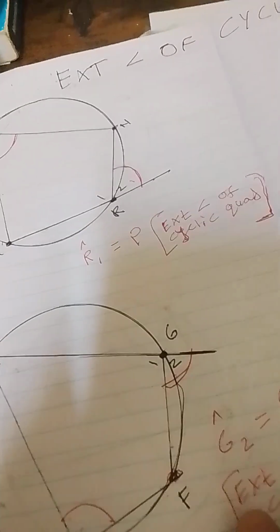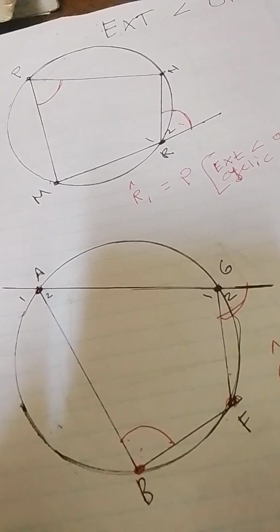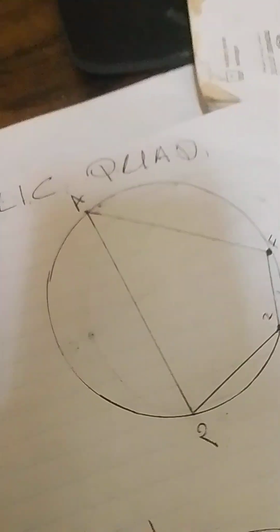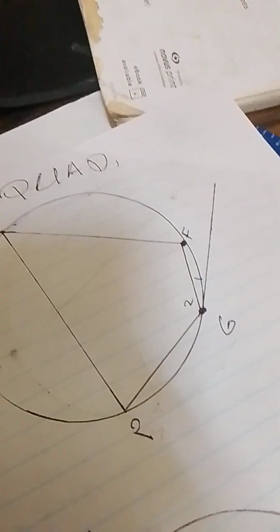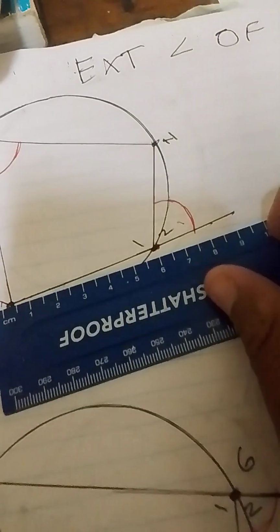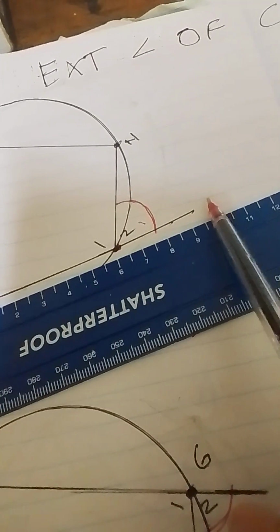So the diagrams may differ depending on the situation. And then I wanted to explain, look at this one, look at this one. This one is not the same as this one. This theorem applies only when there is a side on the cyclic quad that extends outside of the circle.